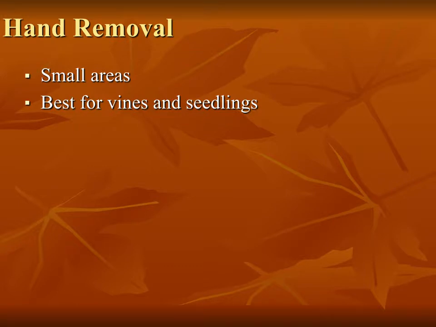So hand removal is usually best for small areas, your yard, for example, a small community garden plot or something like that. It's also probably best, of course, for vines because they're so intertwined with other desirable vegetation. It also is good for smaller seedling plants that are easy to pull up. It'd be harder to do it with a big tall tree like a carrotwood or something like that.